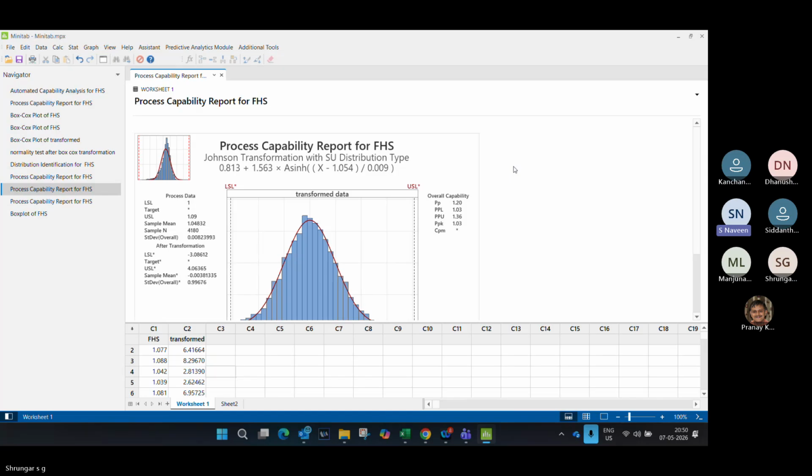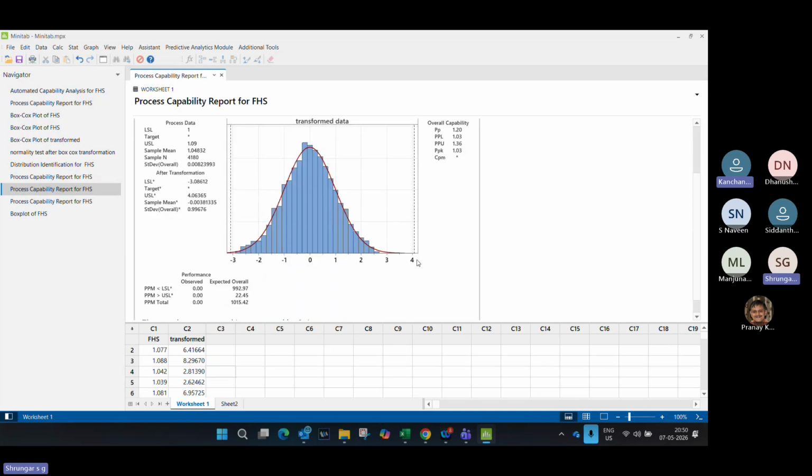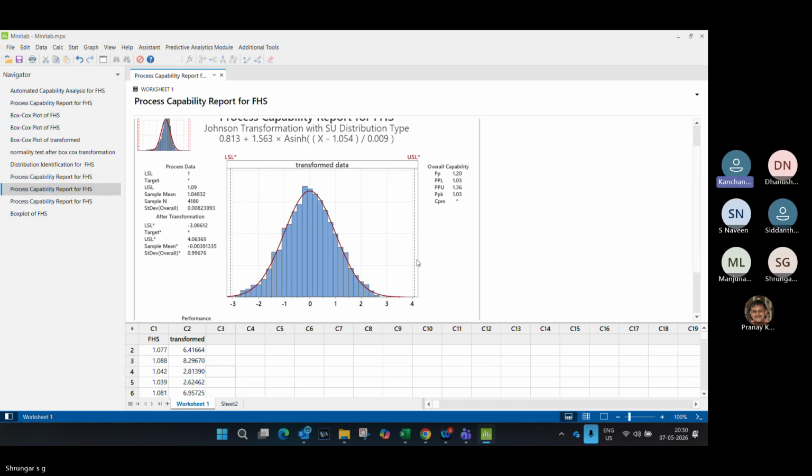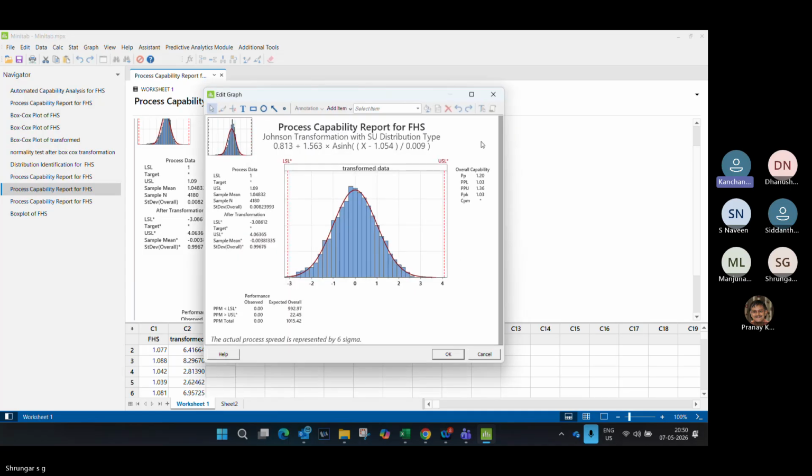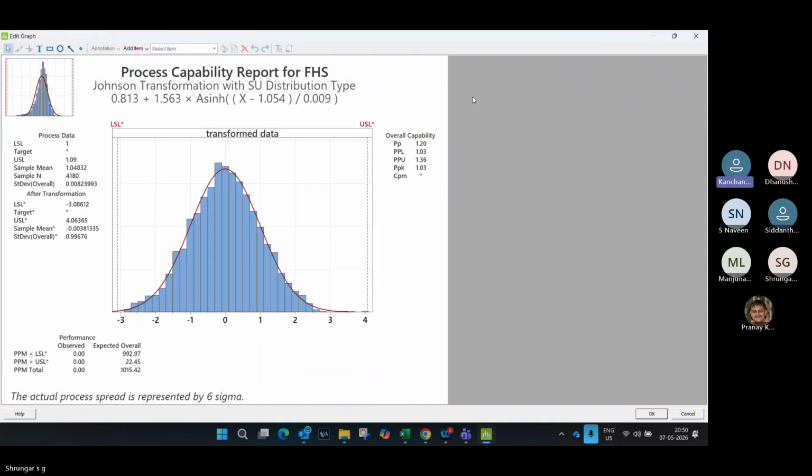Then it's CPK 1.2, okay. The data would not be 1.03. Is it short term or long term? It would be the capability we have. So based on the capability, it would be short term or long term, not based on the data.